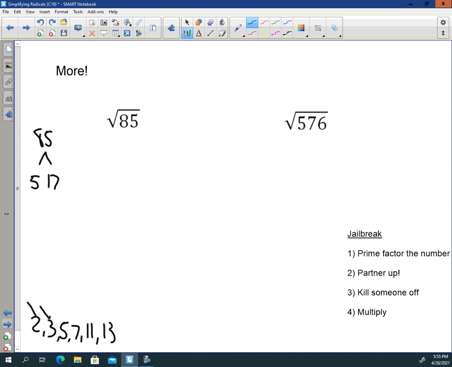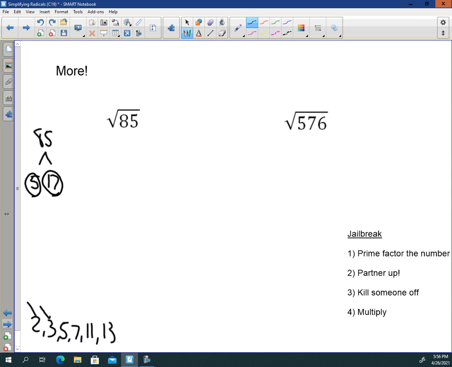Now 17 divided by 2 doesn't work. 17 divided by 3 doesn't work. Let's see, 17 divided by 5. Nope. 17 divided by 7. Nope. I'm going to continue to get decimals. Do you want to know why? Because 17 is a prime number. And so it turns out that when I split this 85 into 2, I instantly got 2 prime numbers.